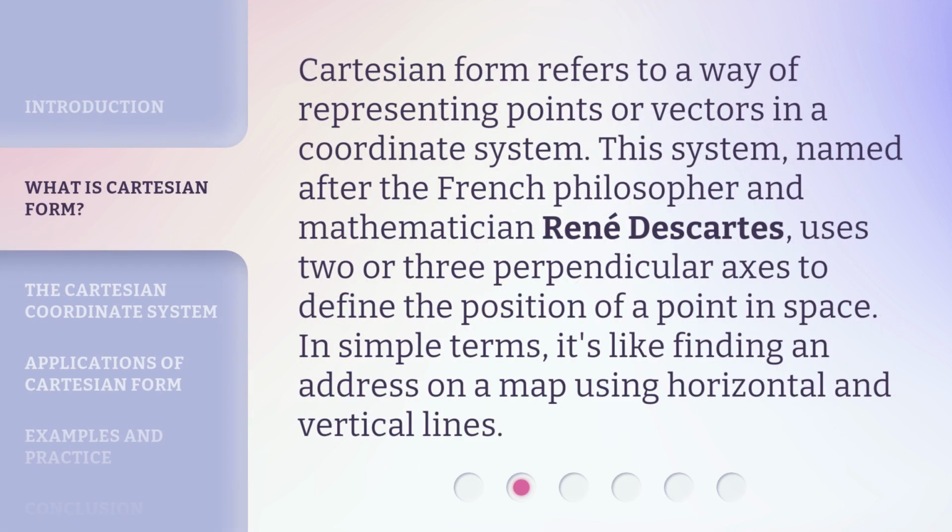Cartesian form refers to a way of representing points or vectors in a coordinate system. This system, named after the French philosopher and mathematician René Descartes, uses 2 or 3 perpendicular axes to define the position of a point in space. In simple terms, it's like finding an address on a map using horizontal and vertical lines.